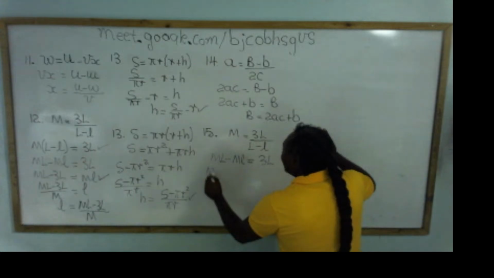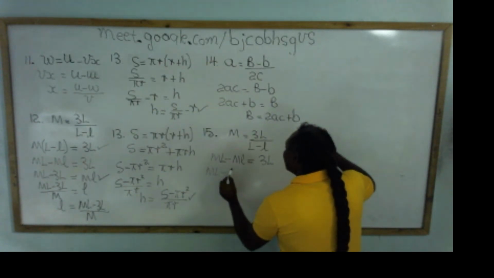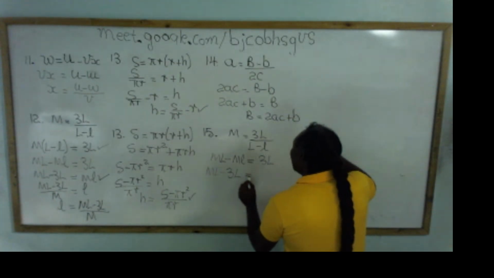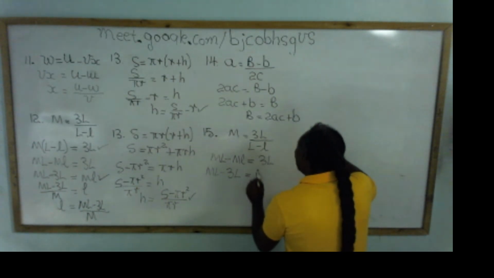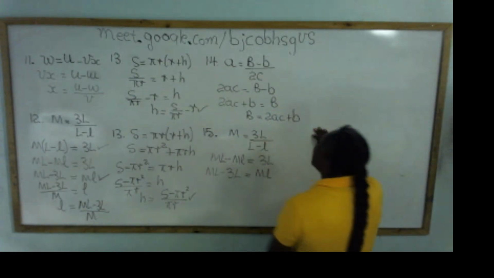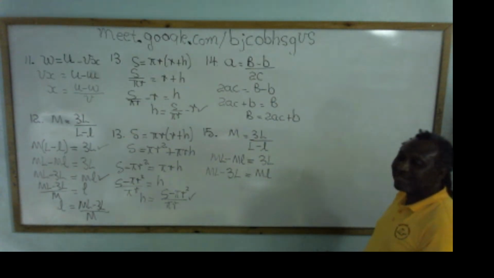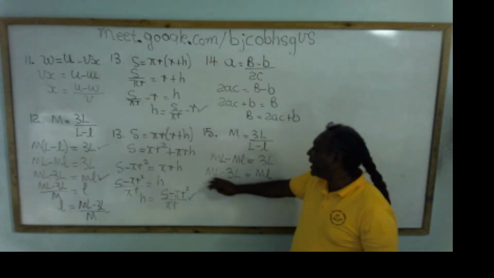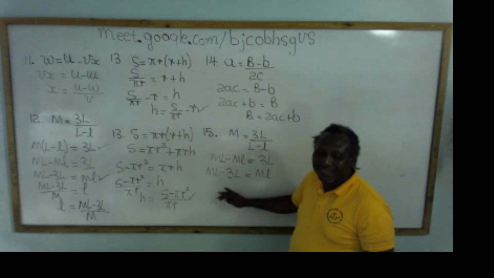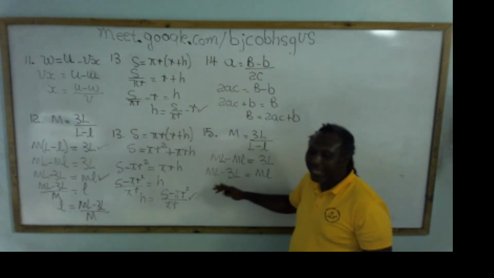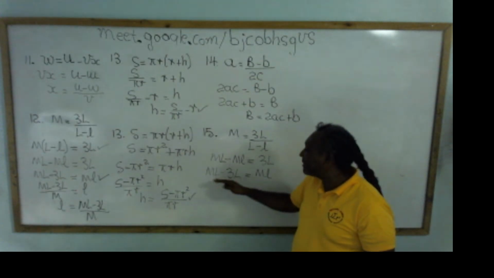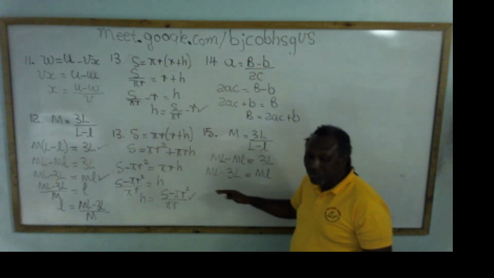So ML minus 3L is equal to what? M lowercase l. Students, what do we do now? We have all the occurrences of the uppercase L, which is the proposed subject, on the left hand side. What do we do next?